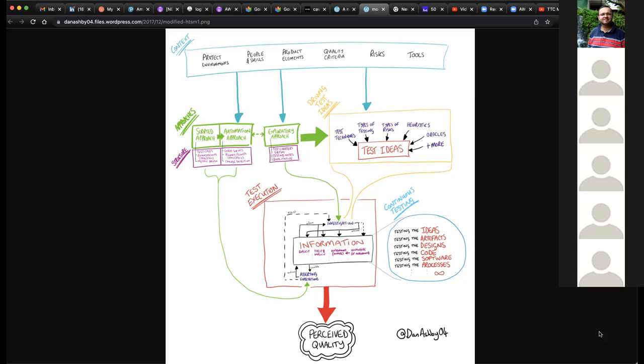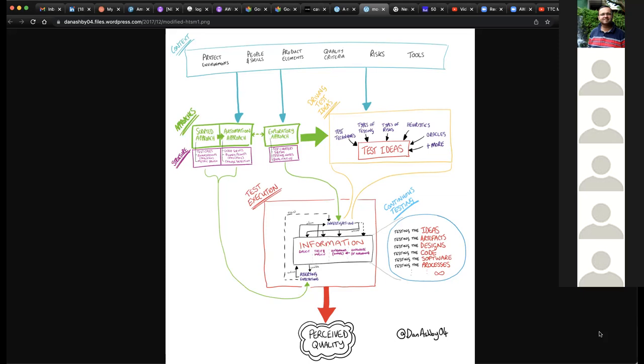So Parish sir, what are your thoughts on modeling of tests? On the screen, I have Dan Ashby's model, which is built on top of the heuristic test strategy model that James built. Before I talk about certain aspects of this model, Parish sir, your thoughts on modeling.